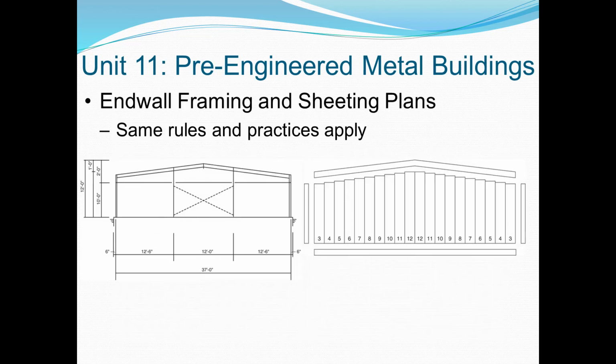The end wall framing and sheeting plans, the same rules and practices apply, but you'll notice you have multiple pieces that are not all the same, because this is where the roof actually slopes, so those pieces will have to be cut to fit on site. You have some pieces that are sticking out on each side. Those are the end panels where they make the corners. Again, we have some cross bracing in the middle section, and again, that is for additional structural integrity.